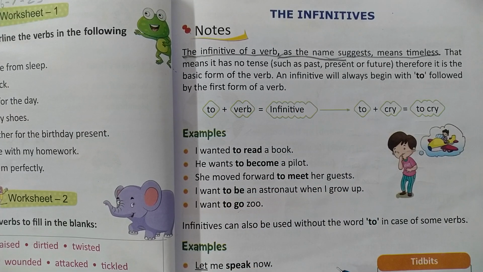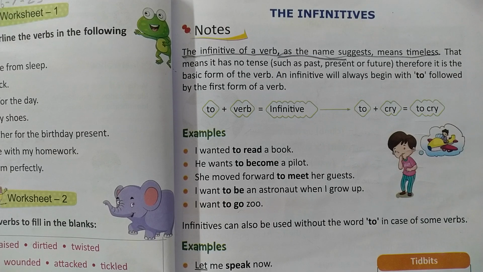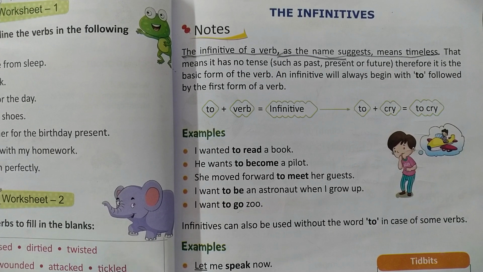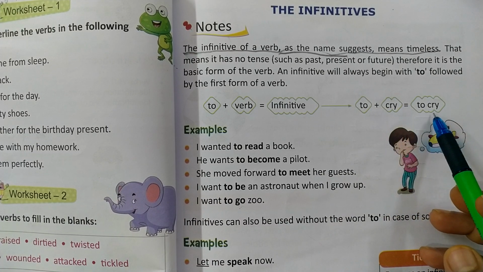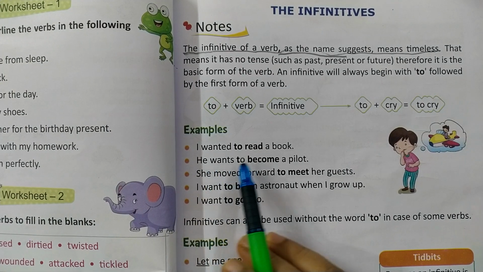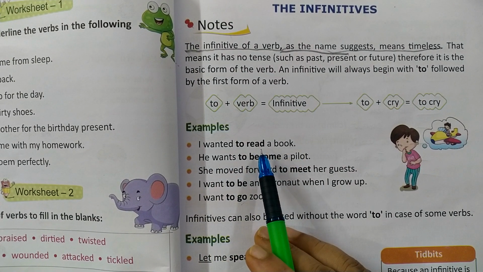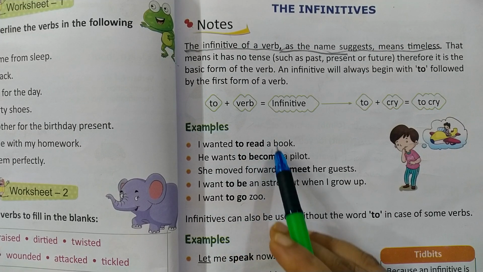But as we read, students, I will explain that infinitives can be used without to also, and in what cases I will explain to you. So, to plus cry is equal to cry, which becomes your infinitive. Examples, I wanted to read a book. To read is the infinitive and read is the verb. So if I add to to a verb, it becomes the infinitive.